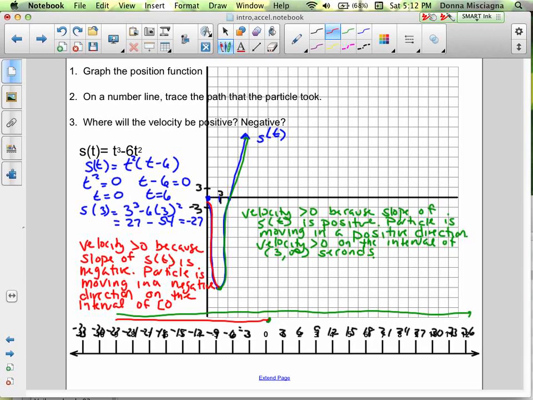So let's use a bracket. So 0 to 3 seconds, but then a parenthesis, because it has to stop. At 3 seconds it stopped, because it has to turn around. So we've answered all the questions on this page. Let's continue.